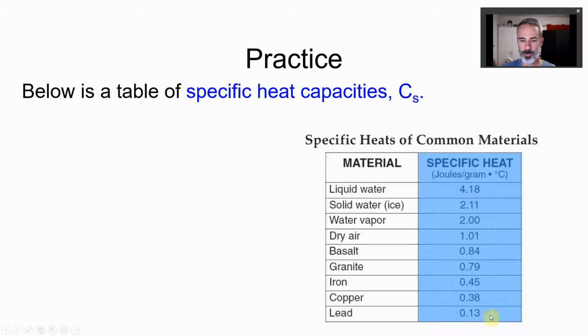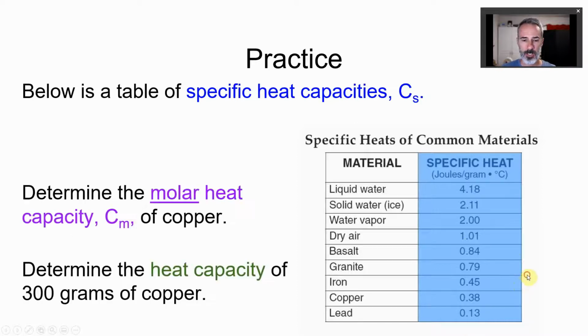Okay, I have a table of specific heats down here. What I want you to do is determine the molar heat capacity of copper given the specific heat, and then determine the heat capacity of 300 grams of copper. Okay, so here's how I tackle it.